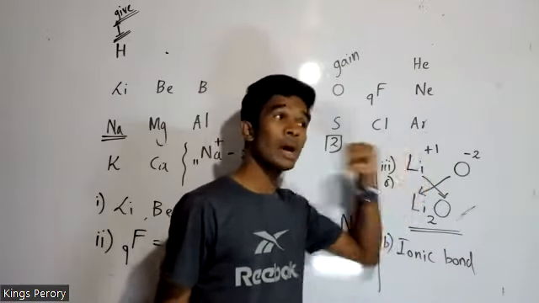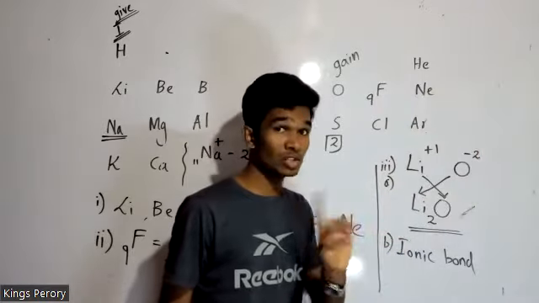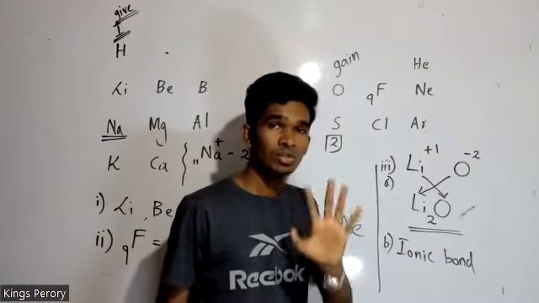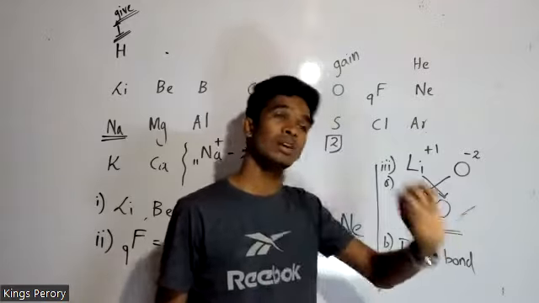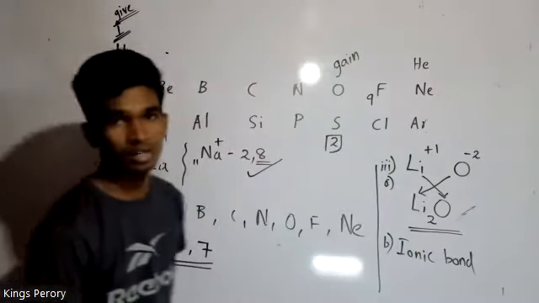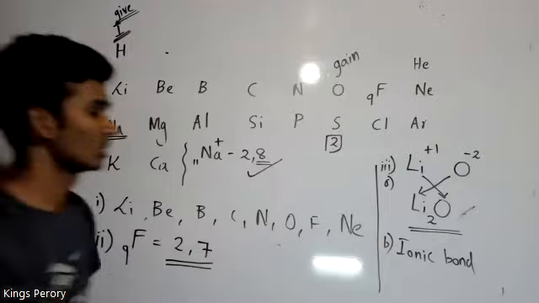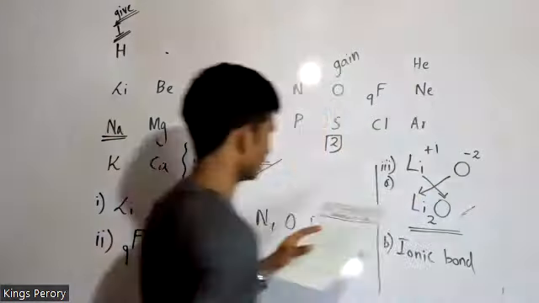Ionic bonds are formed by giving and getting electrons, not sharing. Those electrons that are given don't belong to the person who has given them. Okay, so there you go. You have an ionic bond in lithium oxide.